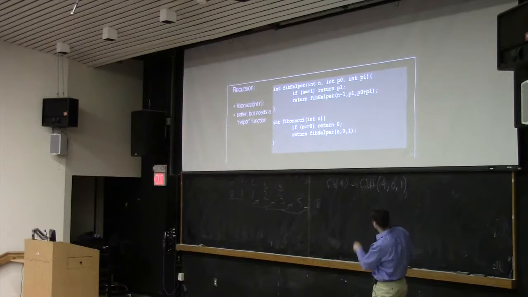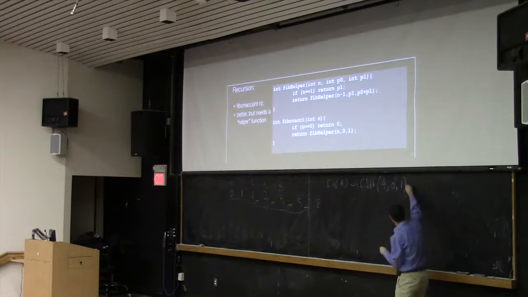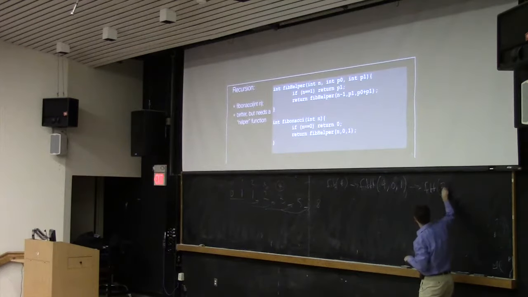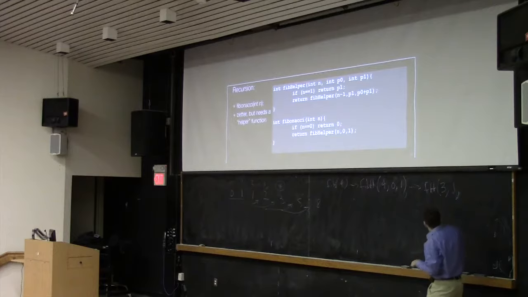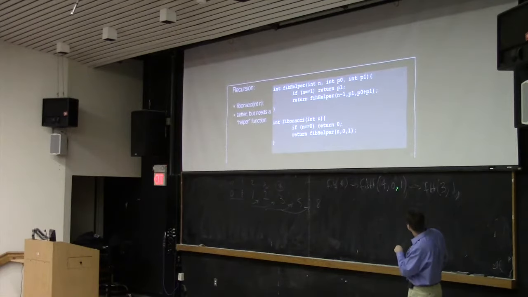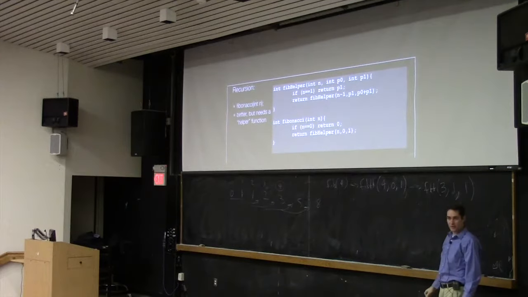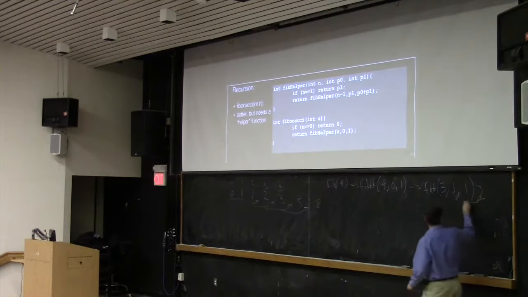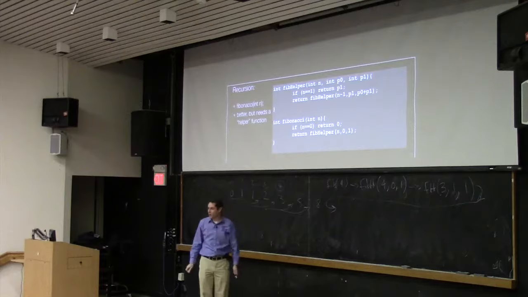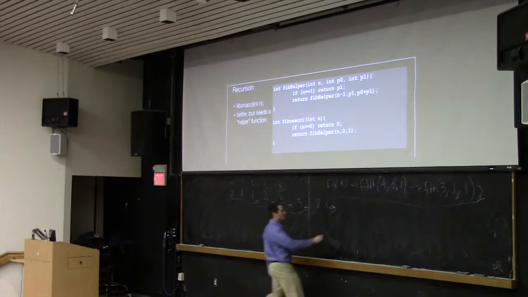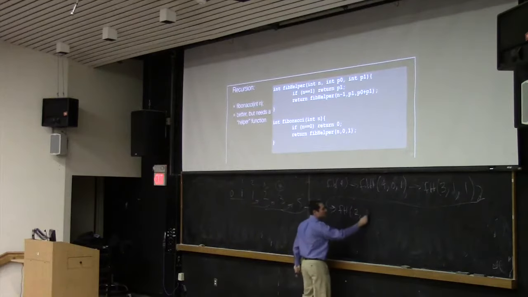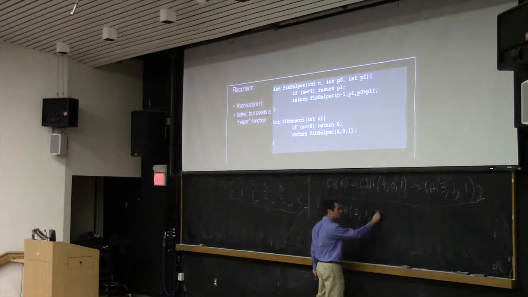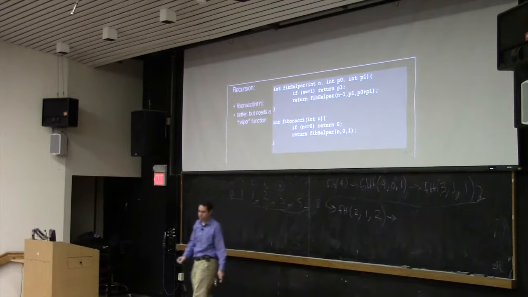N is the first one. Is n equal to 1? No. So this calls and then returns fib helper of n minus 1, which is 3, and then p1, which is 1, and p0 plus p1, which was 0 plus 1. So far, so good. Let's go all the way over here. Fib helper 3, 1, 1. Is 3 equal to 1? No. So this calls fib helper of 2, and then p1, which was 1, and then p0 plus p1, which is 2. So far, so good.